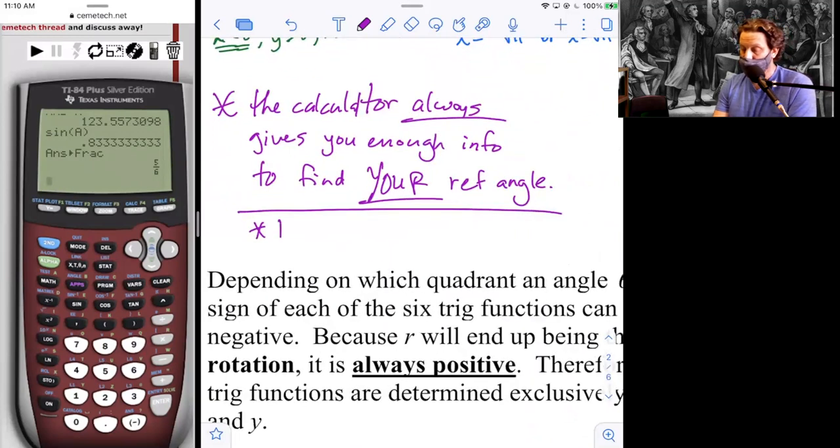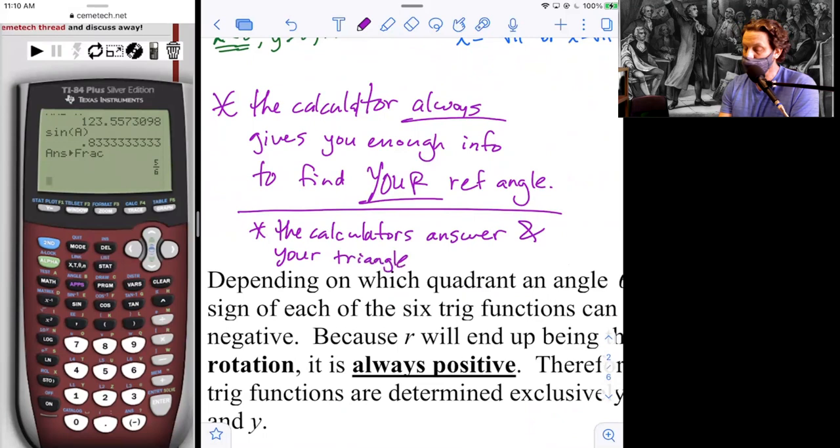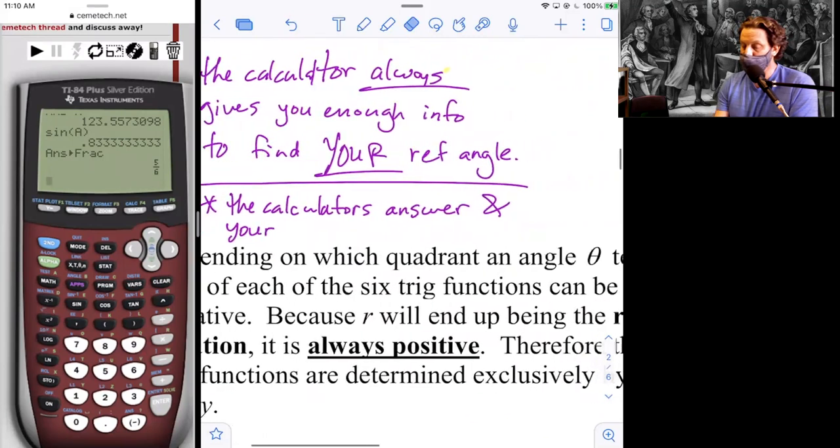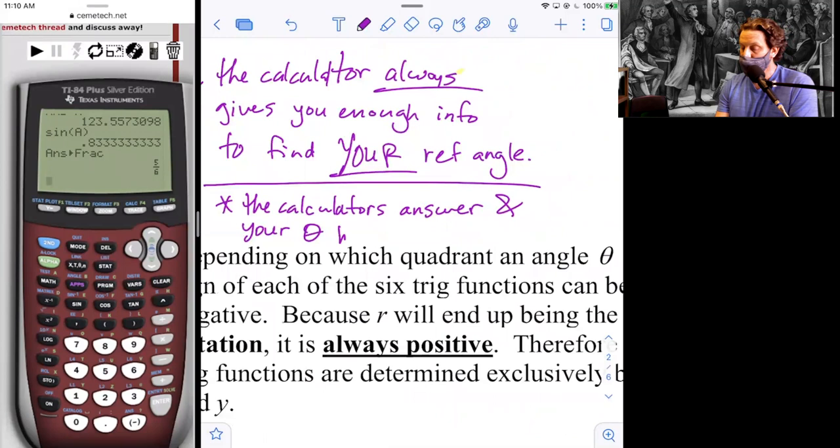The calculator's answer and your angle theta have the same reference angle. Always.